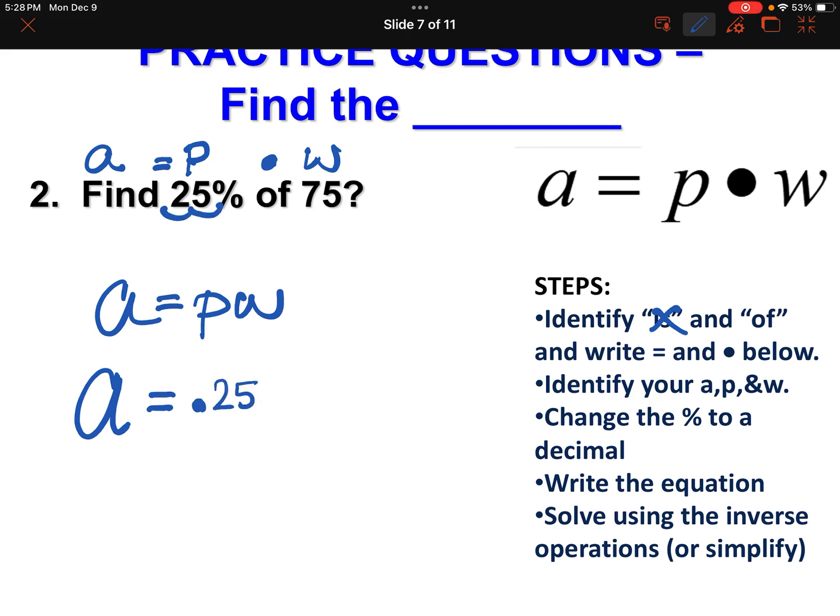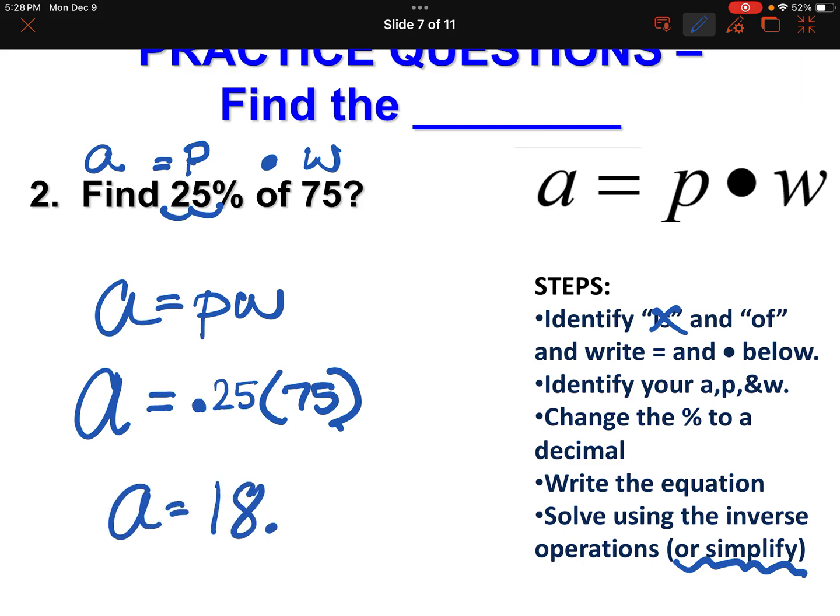Remember, you got to move it over to 75. And then solve using the inverse operation or simplifying. In this equation, I don't have to undo anything. I have 0.25 times 75. So on my calculator, 0.25 times 75, I don't have to divide here. A is 18.75. I don't have to divide because A is already by itself. You were finding the amount.